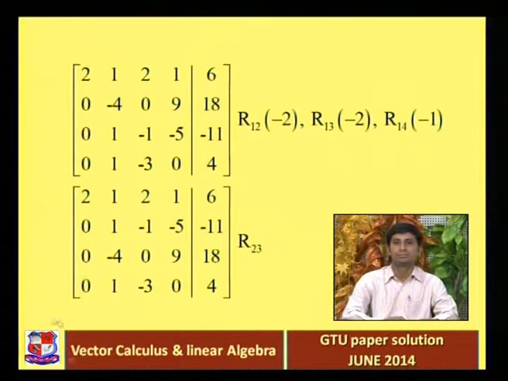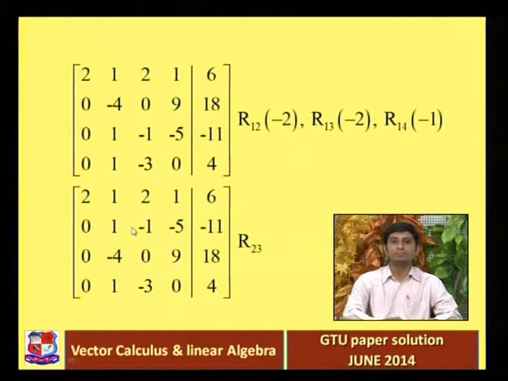Now we are interchanging the second and third row. 2 1 2 1 6, and the second row is now 0 1 -1 -5 -11, then 0 -4 0 9 18, right? The last row is as it is: 0 1 -3 0 4.